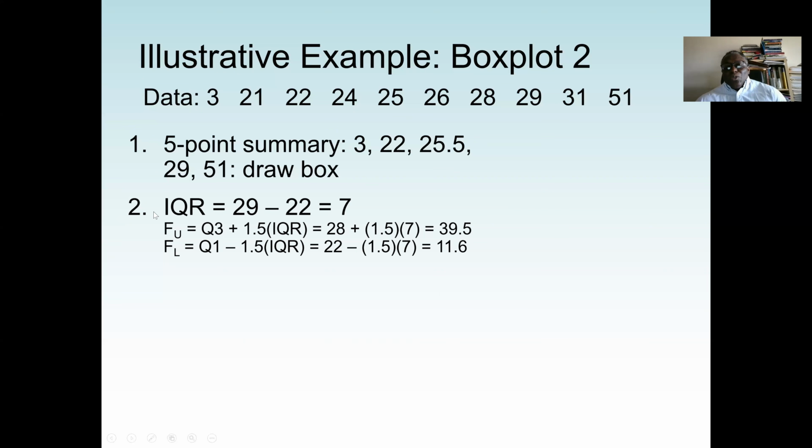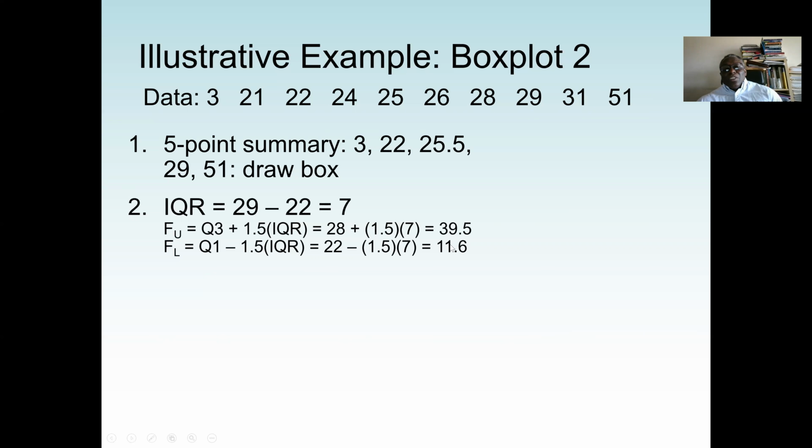So IQR will be 29 minus 22, which is 7. So the upper fence will be Q3 plus 1.5 IQR. So that will give us 28 plus 1.5 times 7, where 7 is the IQR. And that gives me 39.5. And then we can see that this time 39.5 is inside the data values. So this means 51 will be an outlier. Then the lower fence, Q1 minus 1.5 IQR, 22 minus 1.5 times 7. And that gave me 11.5.